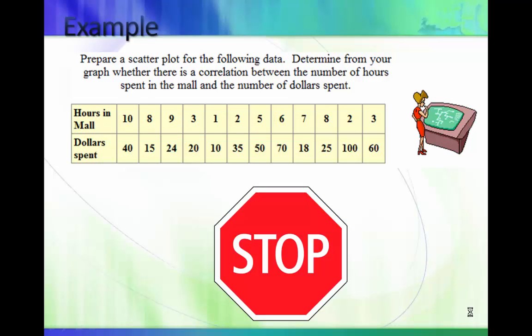Prepare a scatterplot for the following data. Determine from your graph whether there is a correlation between the number of hours spent in the mall and the number of dollars spent. Stop the video while you make your scatterplot.